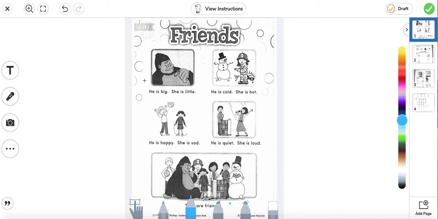So we can see the pictures match the words in the story. This is another example of an informational text. Looking at this picture, the gorilla is big, and it tells us in the story he is big. And they're talking about the little ladybug on his finger. She is little. So the words match the pictures. Okay, let's go to the next page.